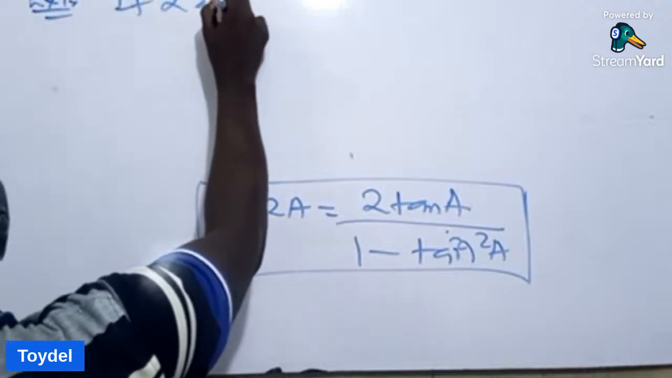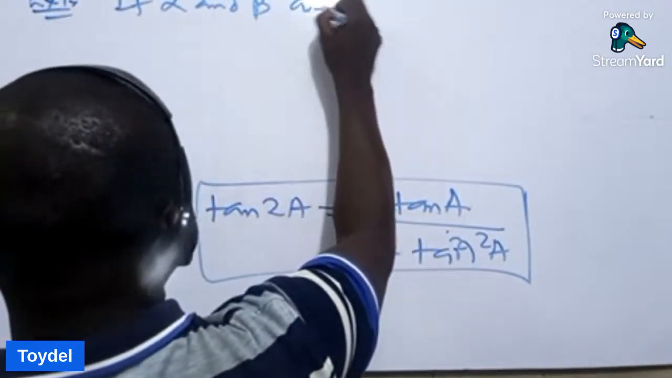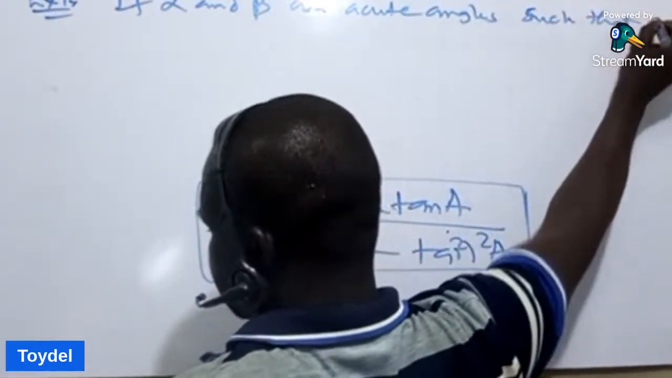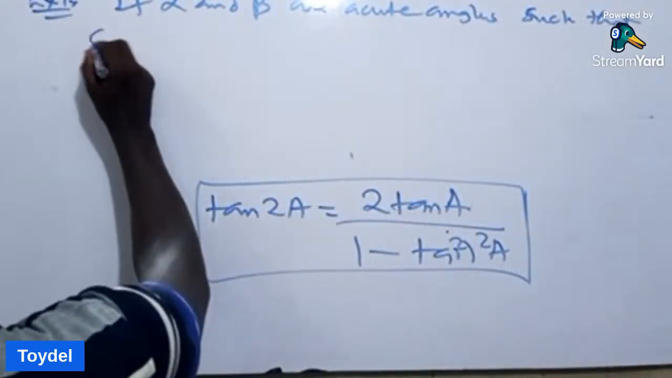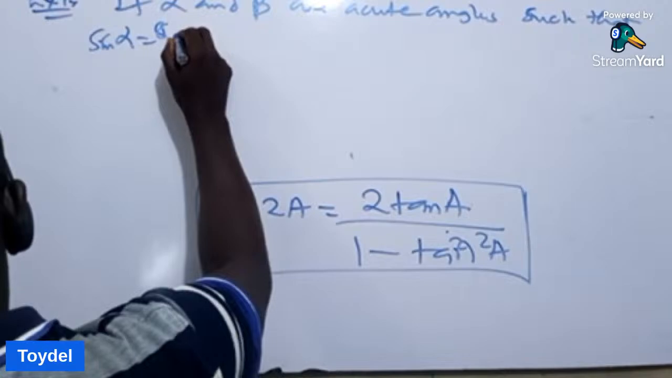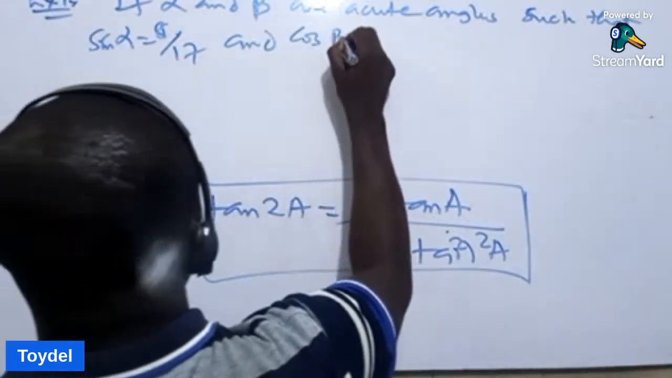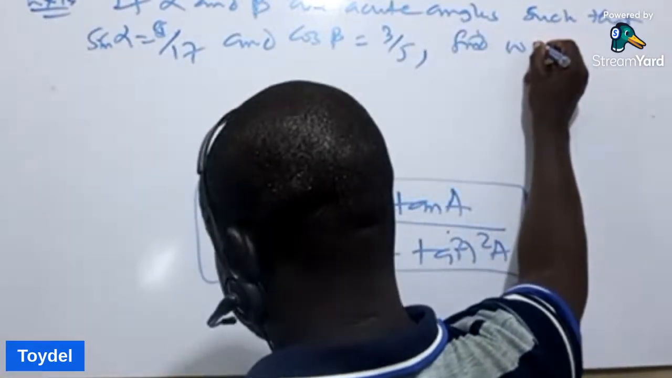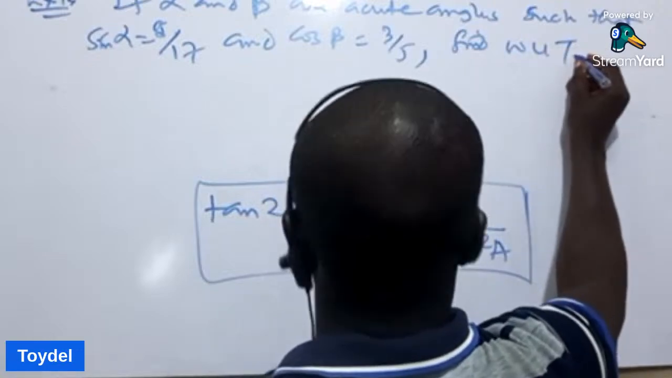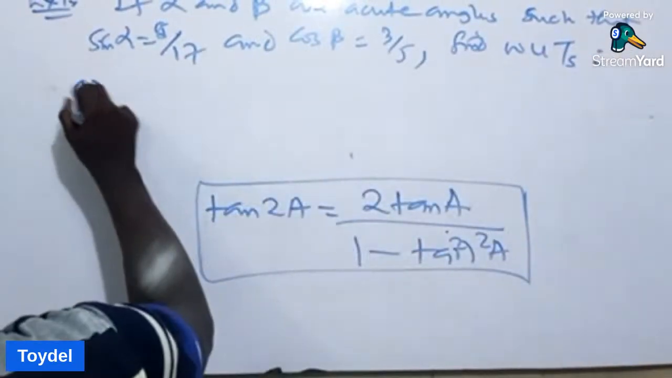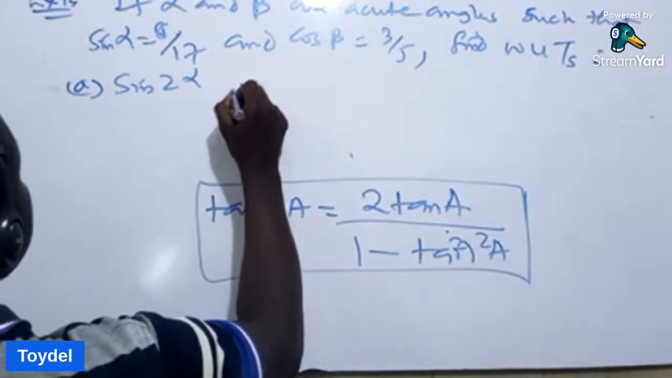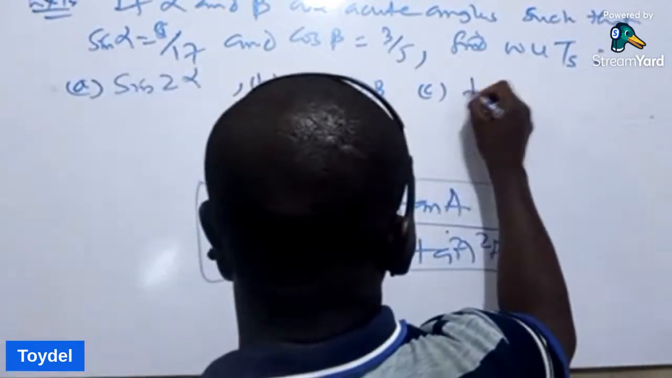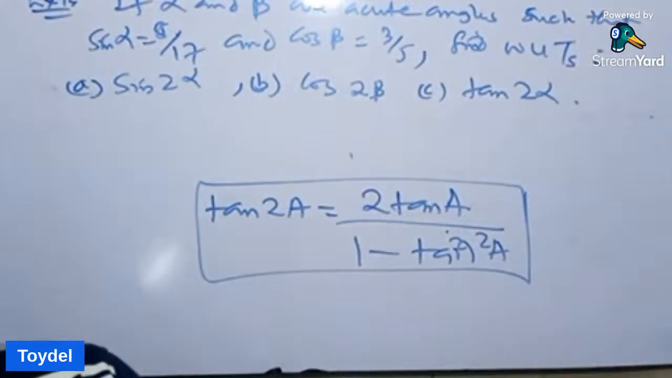It says if alpha and beta are acute angles such that sine alpha is equal to 8 all over 17 and cos beta is equal to 3 all over 5, find without using tables: the first question, sine 2 alpha; the second one, cos 2 beta; then the third one, we have to find tan 2 alpha. Okay?